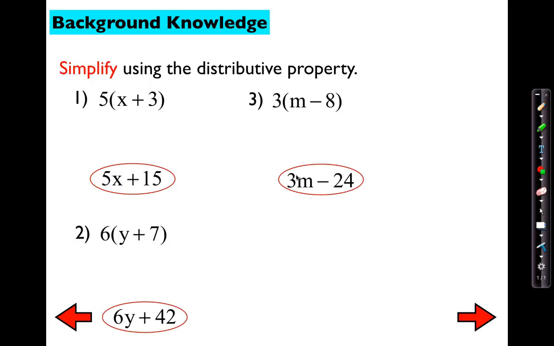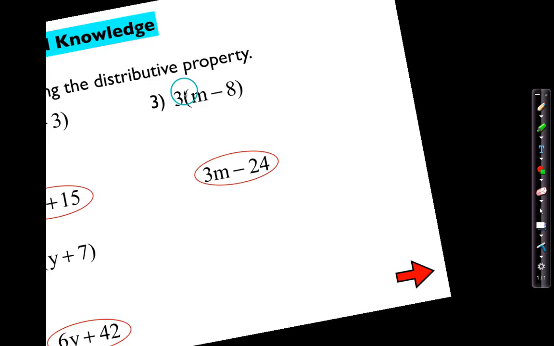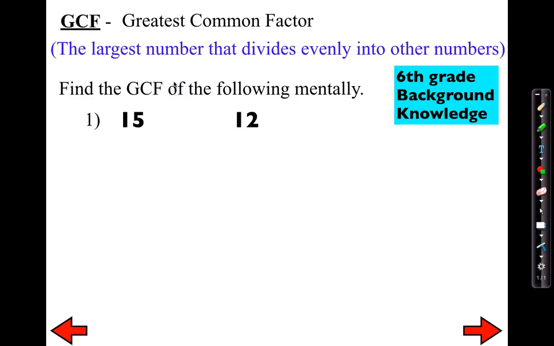Now, today's focus is we're, in a sense, working backwards. Now that we're given an expression like this, we want to make it look like this. So we're going to be doing something called factoring, factoring a common factor to make it look like that. Before we do that, what we really need to get good at is finding the greatest common factor. The greatest common factor is basically the largest number you can think of that divides evenly into other numbers.